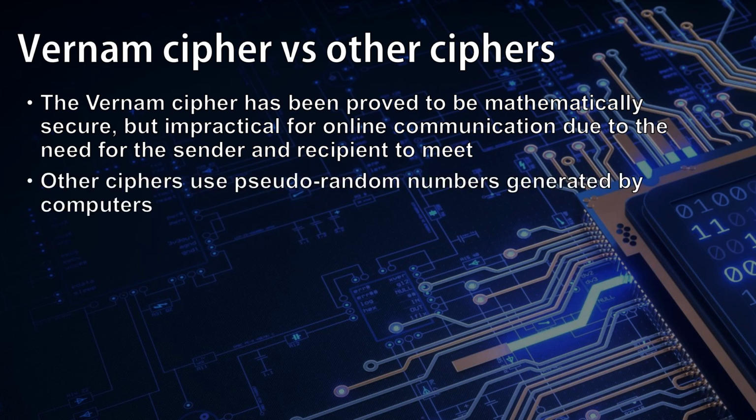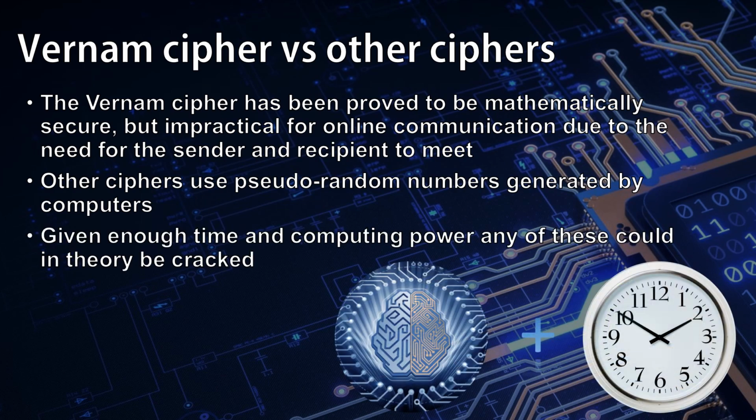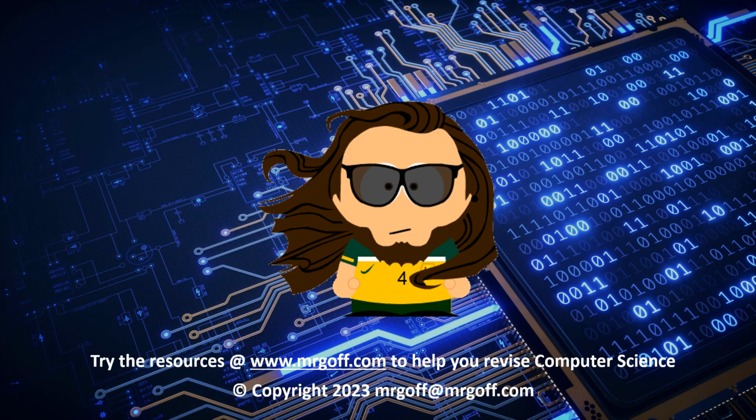Other ciphers use pseudo-random numbers generated by computers. All of these other ciphers, given enough time and computing power, could in theory be cracked. That brings us to the end of this video on Caesar and Vernam ciphers.